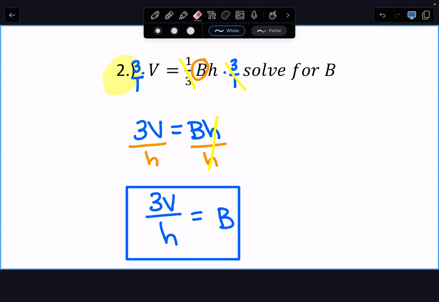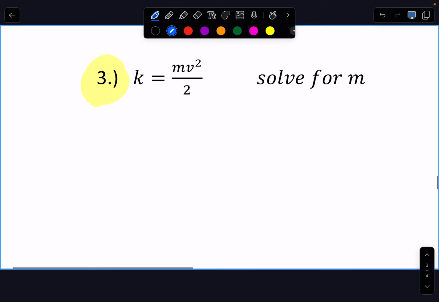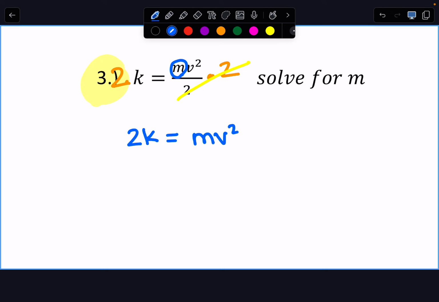All right. Let's talk about number 3. Now, number 3, I gave you a little bit of struggle on your own time. What's the first thing we should probably move if we are solving for M? The 2. And how do we move the 2? Since we are dividing by 2, to undo it, we need to multiply by 2. So we have 2K equals mv squared.